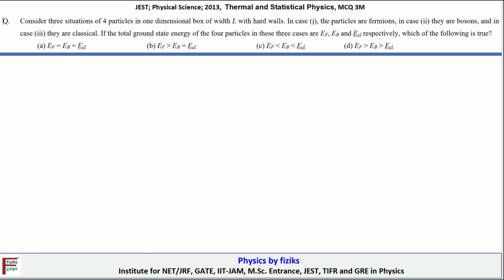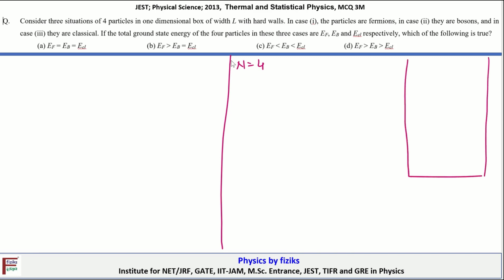The statement is, consider 3 situations of 4 particles. So we are given a set of 4 particles, N equal to 4, in a one-dimensional box of width L. Let's say it's a one-dimensional box with hard walls. In case 1 the particles are fermions, in case 2 they are bosons, and in the third case they are classical particles or distinguishable particles. The total ground state energy of the 4 particles in these 3 cases are E_F, E_B and E_classical respectively. Which of the following is true?